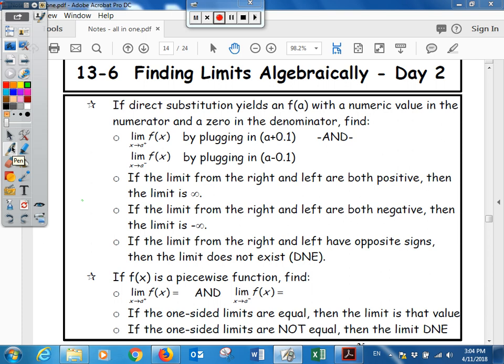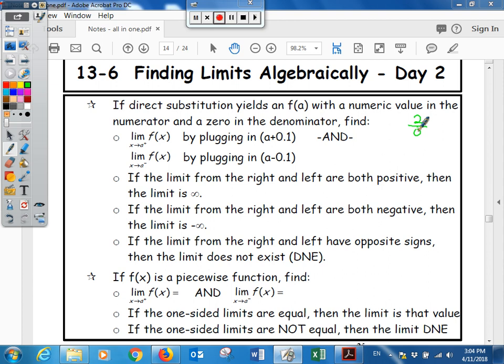Alright, so today we're still finding limits algebraically. This is day 2. We talked in the previous lesson about using direct substitution, and if that yielded a valid number, then that was the value of the limit. We had some examples where we had 0 over 0 when we plugged in, and we said that that was called the indeterminate form. Today we're going to look at some examples of what happens if when I plug in I get some numeric value divided by 0. Not 0 over 0, but some numeric value divided by 0.